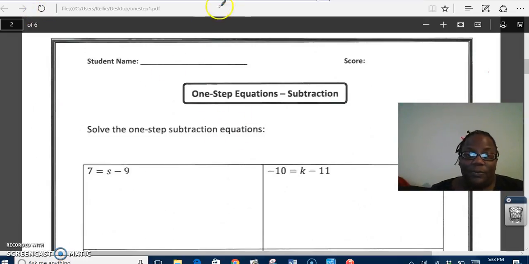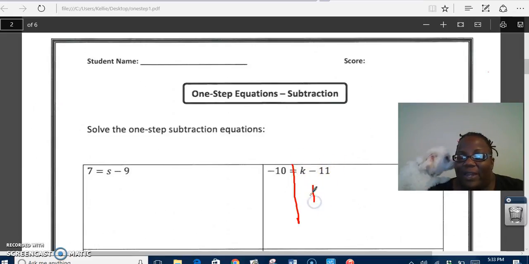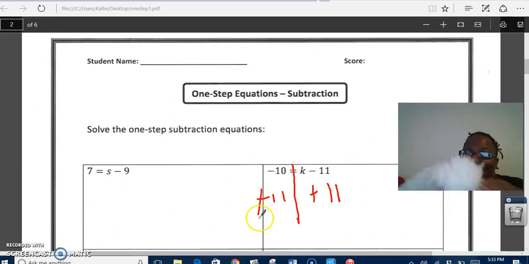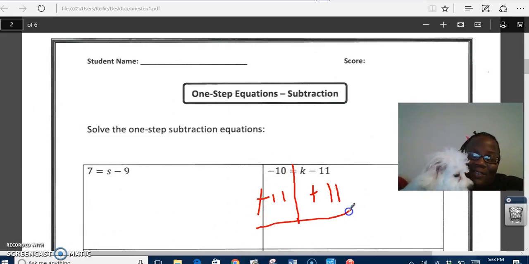Okay. So now I'm going over to this one. There's my street. Now, I see where the letter is K. I need to get rid of -11 by adding 11 to both sides. Adding 11 to both sides. See what I started? So if I add 11 to both sides, this is what happens. -11 plus a positive 11 cancels out, leaving K.